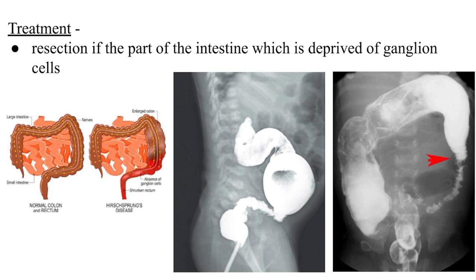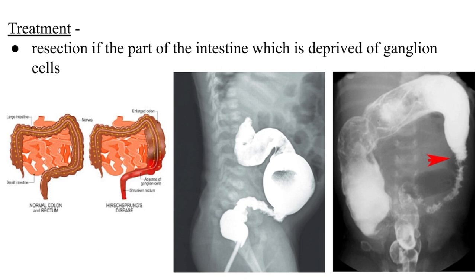In this right picture, you can see this red arrow, right? So this narrowed part of the intestine is abnormal. The dilated part of the bowel above it is normal. So let us see what is happening. In the normal part, there is presence of ganglion cells and presence of nerve plexus, so peristalsis is happening. Now it is normal.